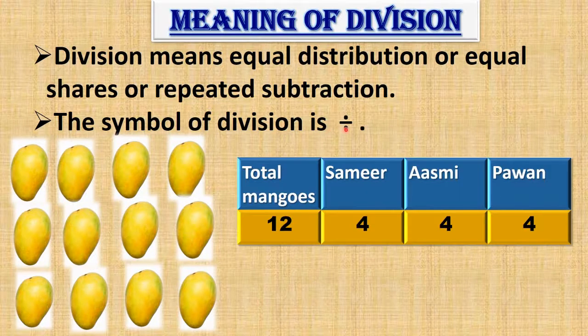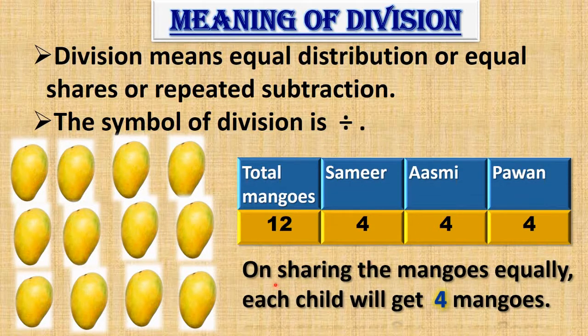For example, there are 12 mangoes and we have to distribute them between 3 children. Students, how will we do it? Yes, equal share means dividing 12 by 3. So 12 divided by 3 is equal to 4. So students, on sharing the mangoes equally, each child will get 4 mangoes.